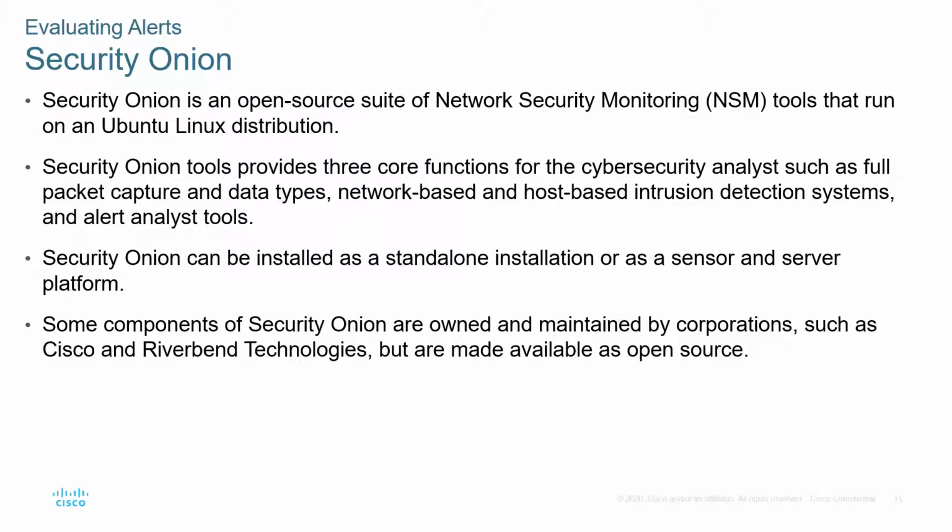It provides the three main functions for cybersecurity analysts, such as full packet capture, data types, network-based and host-based intrusion detection systems, and then alert analysis tools. So it can be installed as a standalone installation or as a sensor and server platform, depending on how you want it in your network. So some components of Security Onion are owned and maintained by corporations, such as Cisco, Riverbed Technologies, et cetera, but are made available as open source.